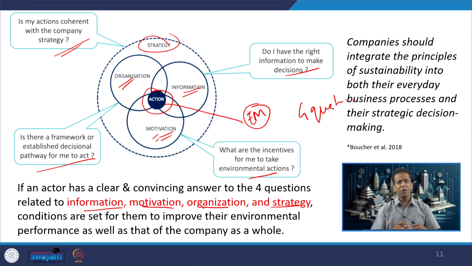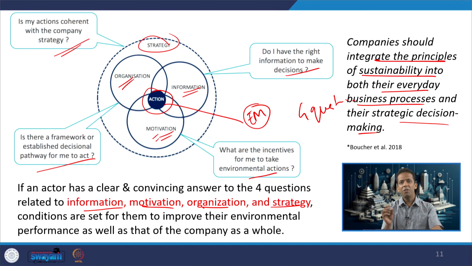Hence, the finding or the recommendation of this study was that the company should integrate the principles of sustainability into both their everyday business processes and their strategic decision making. So, if it comes from the top management, and importance is given to the environmental front in the policy, vision and mission document of the company, and it is conveyed to all the employees of the company, that sets a proper base for the environmental manager to pitch in and do his or her role efficiently.